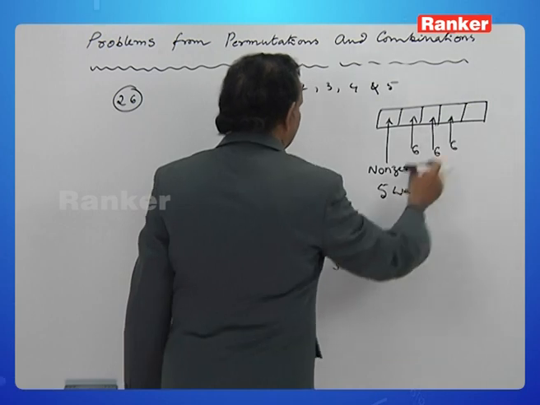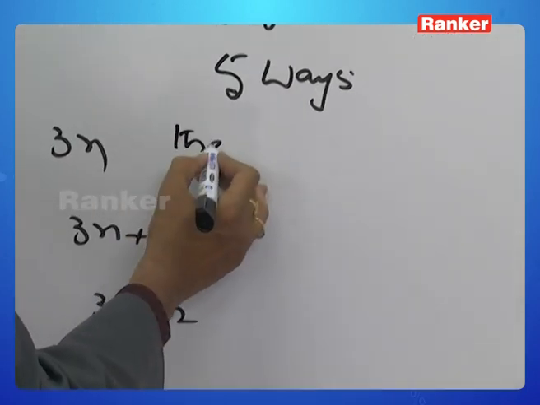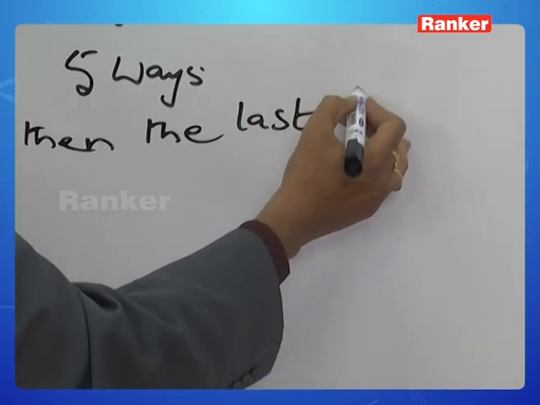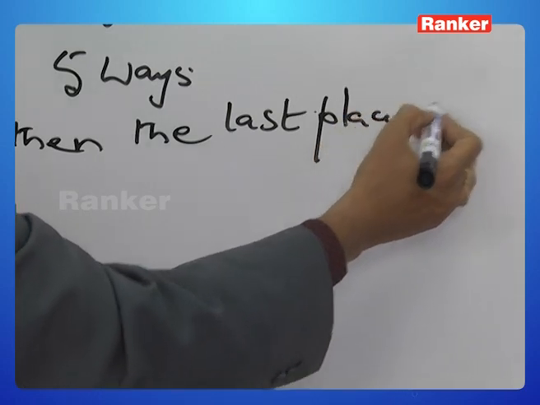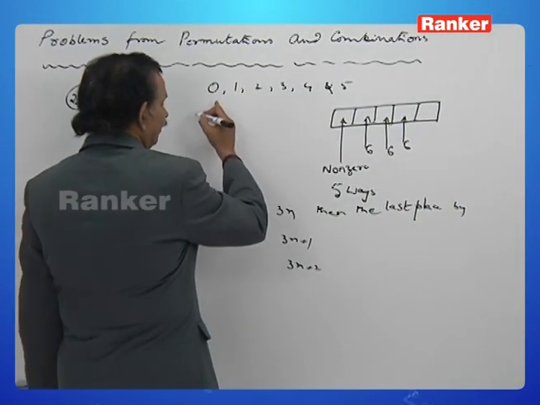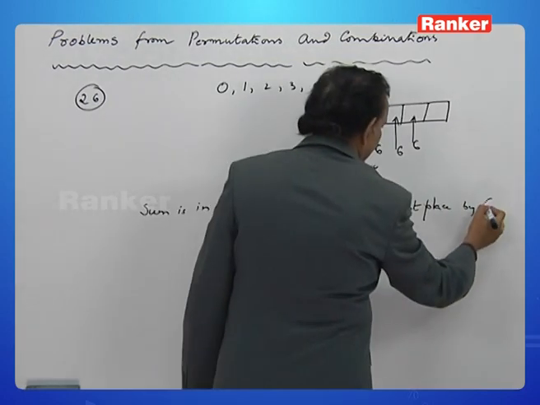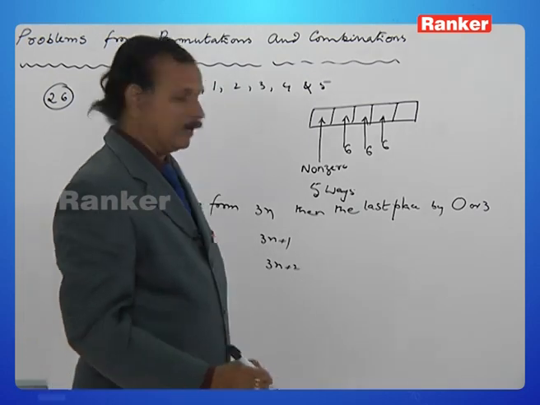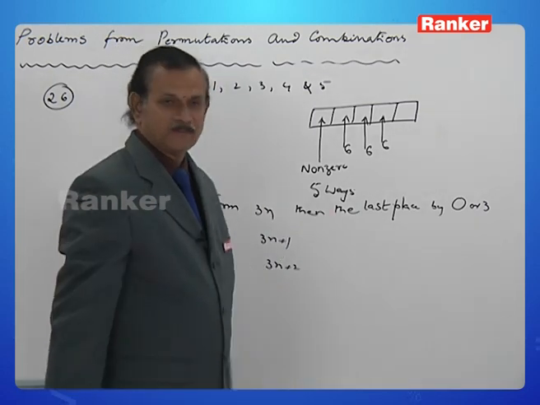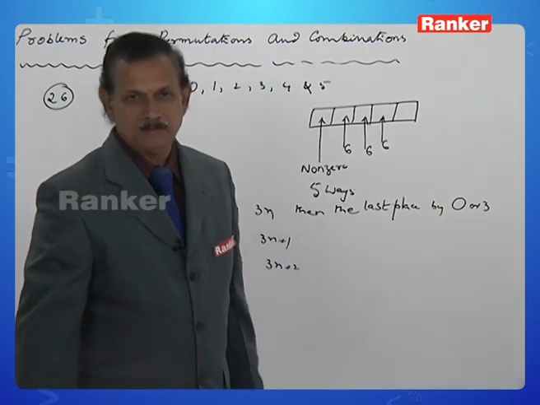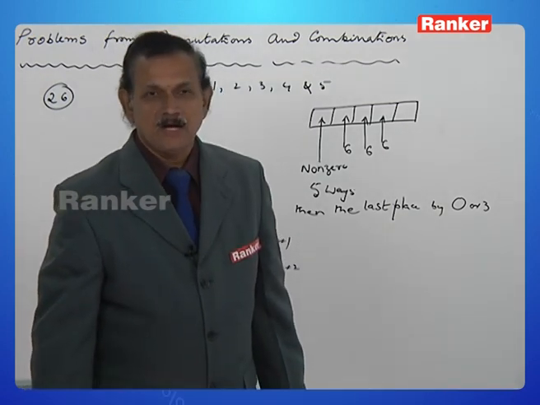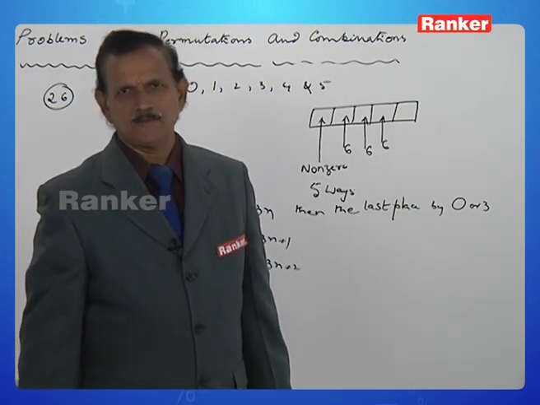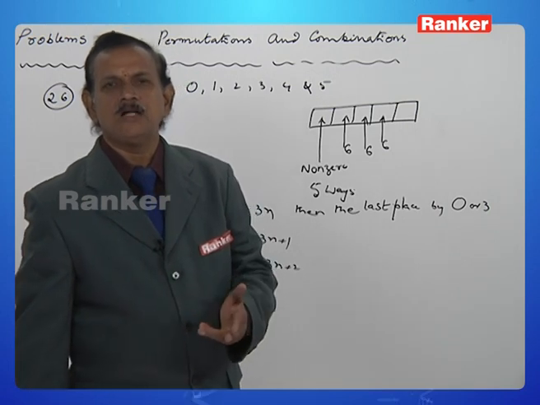So here we fill the last place by either 0 or 3. How many ways? 2 ways. Why? Because 3n plus 0 is divisible by 3, and 3n plus 3 is also divisible by 3. In the first case, how many possibilities are there? Only 2 possibilities. What are the possibilities? Either 0 or 3.